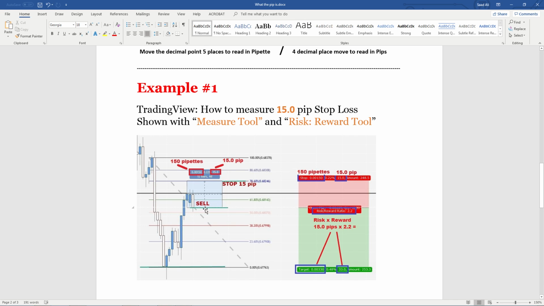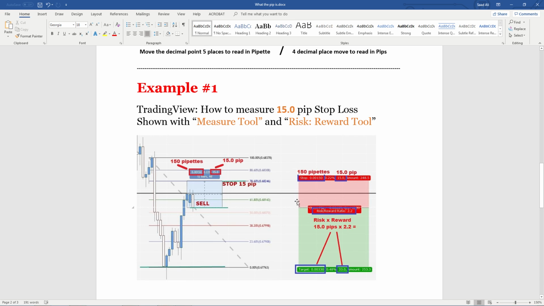So from my sell to my stop loss, this tool is showing me that it's 0.00150, which is 150 pipettes, or 15.0 pips. So see how we can use this tool to measure from where we sold. It measures back and it shows us right here that it's 150 pipettes and a 15 pip stop. So that's one way we can measure our stop loss, how many pips our stop loss is. The goal of this training is to have you understand how to measure your stop loss in pips.